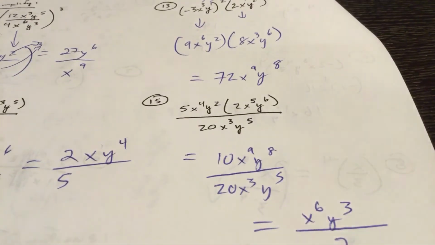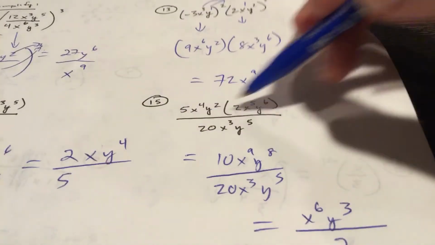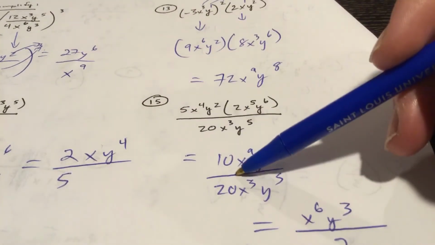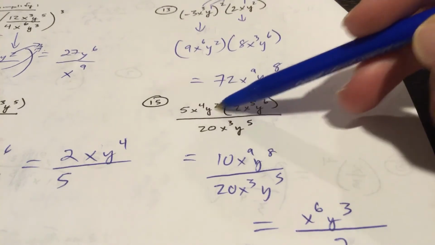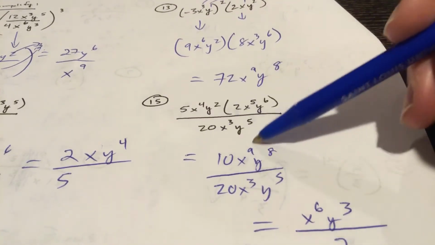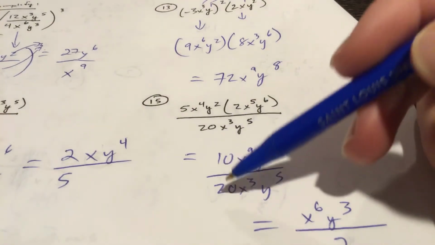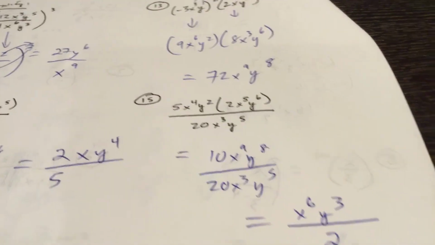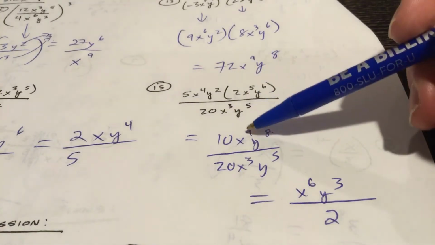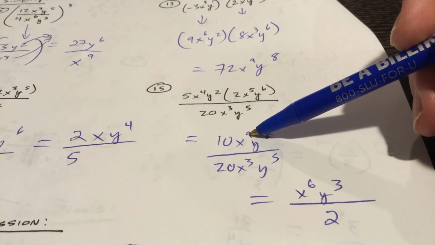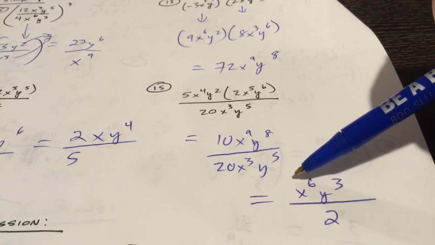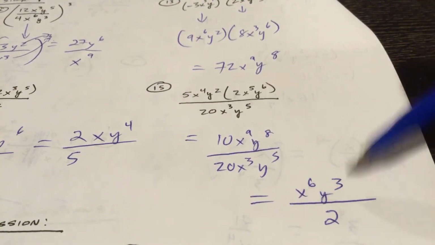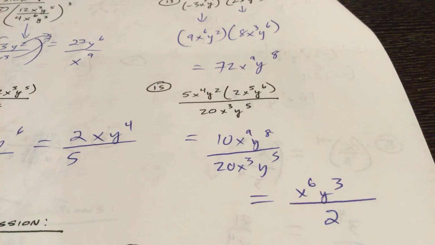Number 15 here, going to multiply across in the numerator. 2 times 5 gives me 10. Add the exponents. X to the 4 plus 5 is x to the 9th. Y to the 2 plus 6. Y to the 8th. Over this, 20 divided by 10 gives me 2 down south. Then I look at the x's. The top has more in the exponent. 9 minus 3 is 6. And the bottom, 8 minus 5 is 3. Top also has the higher exponent with y.